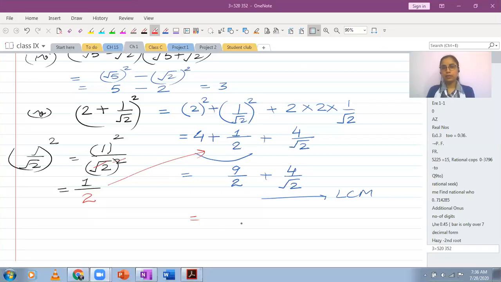So this is where we left the work yesterday. I took this part, (2 plus 1 by under root 2) whole square, and we applied the identity (a plus b) whole square. And after simplification, this is what we get. Now at this point, we have no like terms, but we can simplify it further by taking LCM.